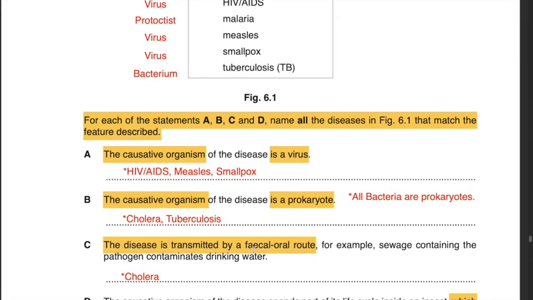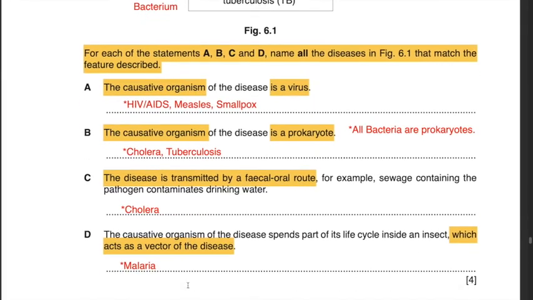Part C. The disease is transmitted by a fecal oral route. For example, sewage containing the pathogen contaminates drinking water. And this obviously is cholera. And this is concerned with the chapter known as infectious diseases. Therefore, if the disease is transmitted by a fecal oral route, the disease which should immediately pop up into your mind should be cholera.